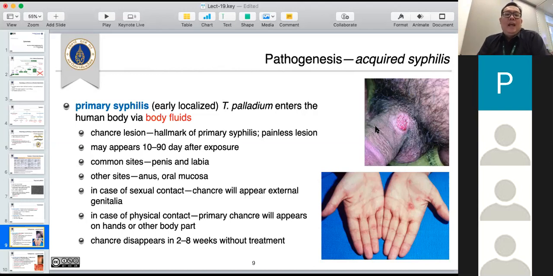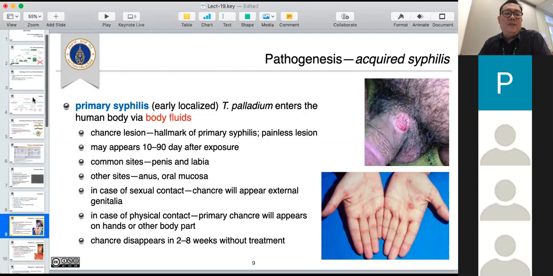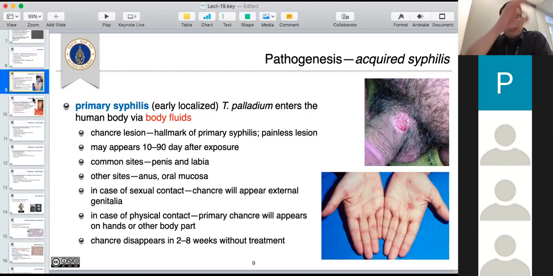But without treatment, so if you do nothing, I think people in the old days, we knew that because people in the old days were so shy to go to see a doctor. Do nothing, the chancre disappears by itself 2 to 8 weeks after you get symptoms. That's the primary syphilis.